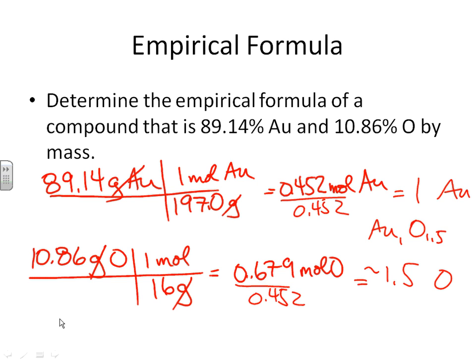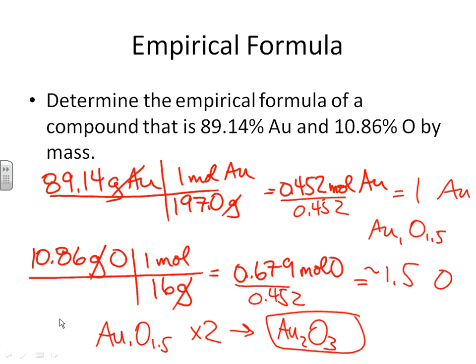But that doesn't cut it yet. You cannot have that as your subscript. So we're going to multiply the subscripts, both of them by the same thing, so that we can get integers for both of them, and that's 2. Because if we multiply 2 by 1.5, then we get 3 for the oxygen and 2 for the gold. So our empirical formula right there is Au2O3.